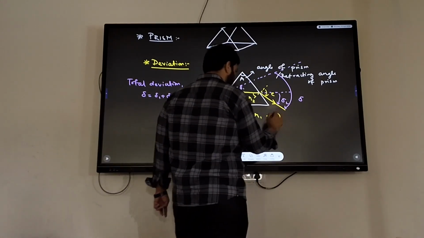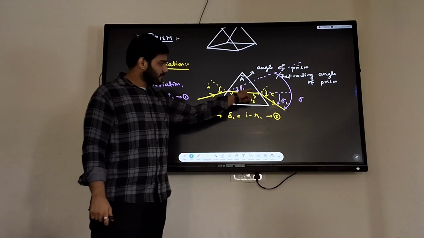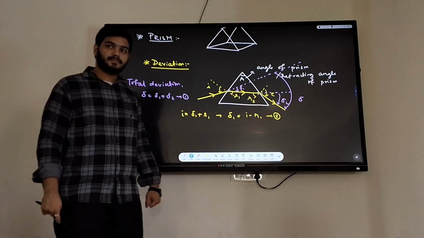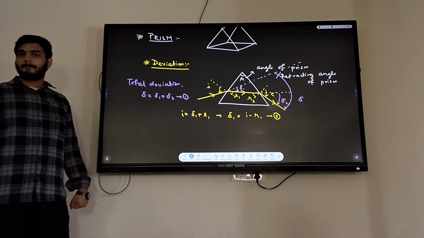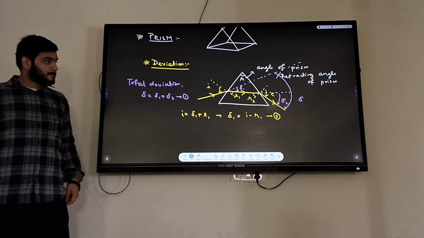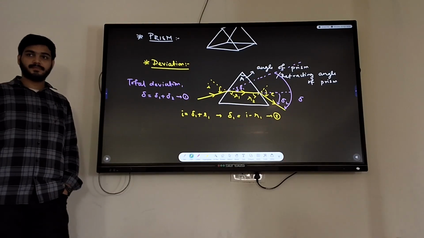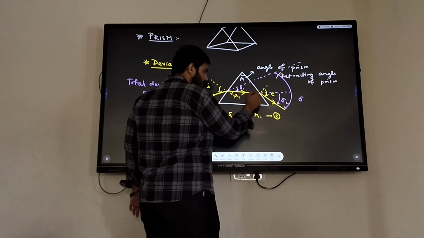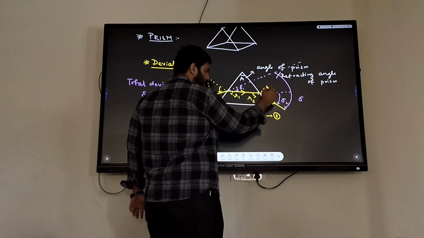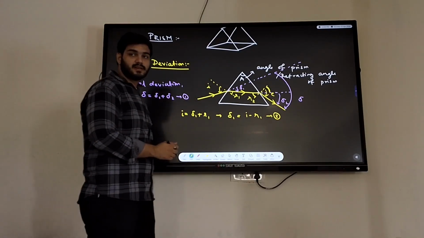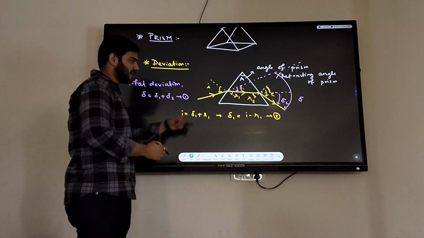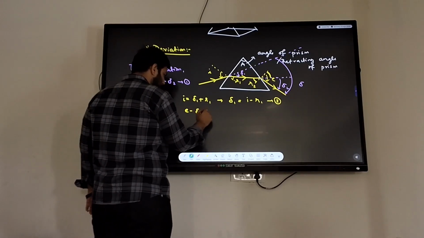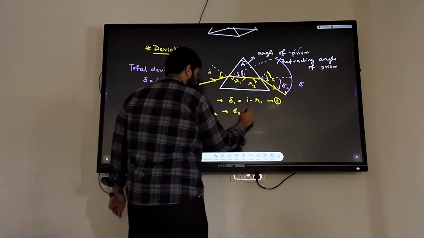Equation number 2. Now, can you tell me the relation between E, delta 2 and R2? Any relation? I think this angle is equal to this angle. What is that angle? E minus delta 2. E minus delta 2 is equal to R2. Then what is delta 2? Delta 2 is equal to E minus R2.